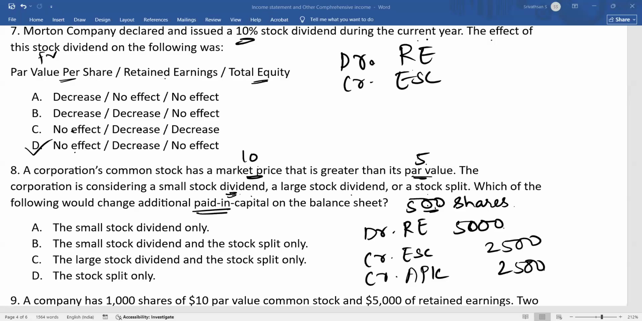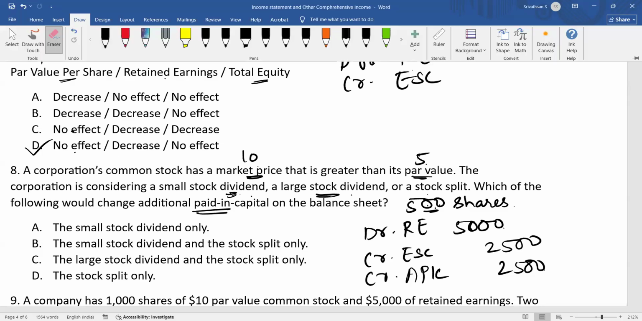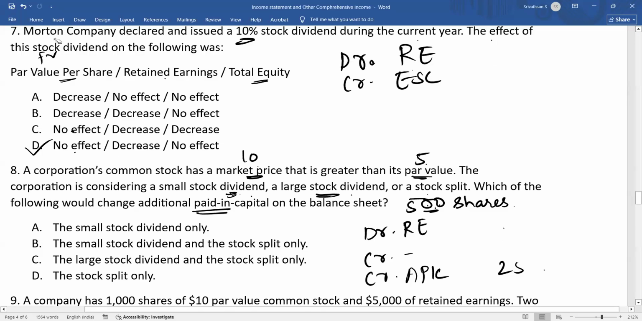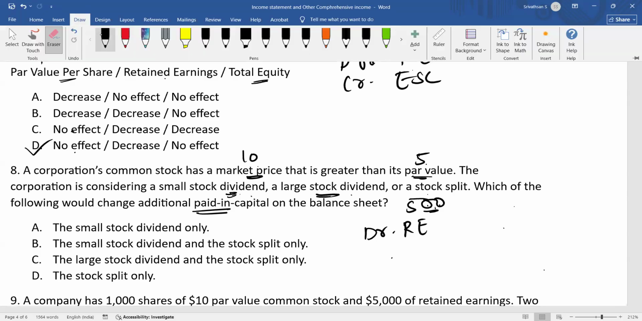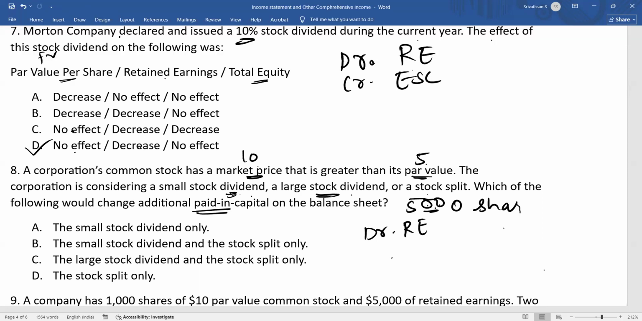Now let's see what will happen in case of a large stock dividend. For example, let's say the company is issuing 5,000 shares as a large stock dividend. So in that case also we have to debit retained earnings, but retained earnings should be debited with the par value of the stock. What is the par value? 5,000 into par value is 5. So 5,000 into 5, we get 25,000. And what we have to credit? We have to credit equity share capital. So equity share capital should be credited with par value, 5,000 into 5, 25,000. So large stock dividend will not impact the additional paid in capital.